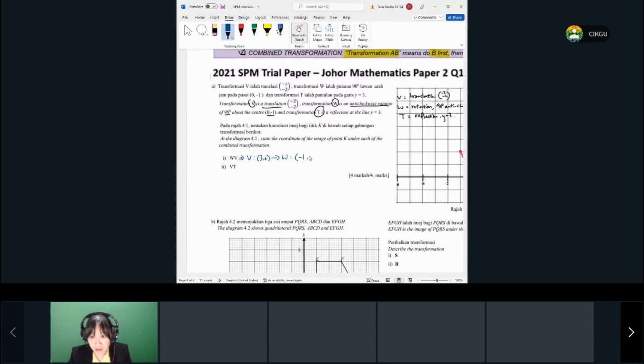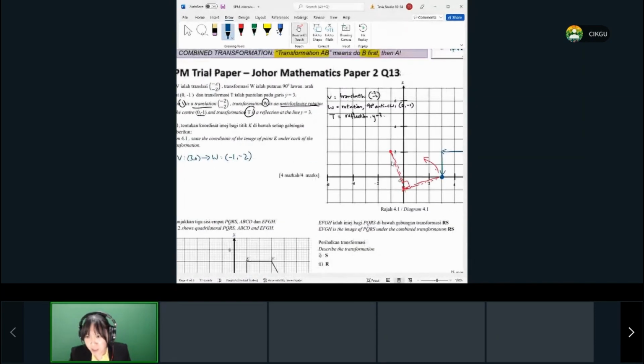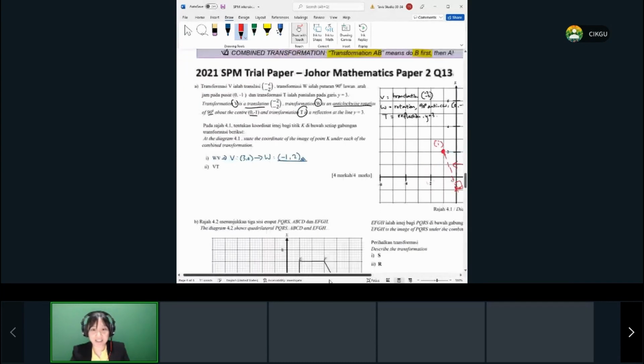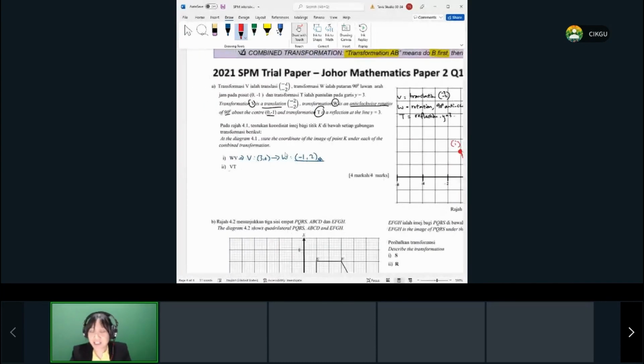(-1, -2). Is it? Sorry, (-1, 2), alamak. (-1, 2). Cannot even read coordinates. Done. So that is part A. Nicely turn this way, so here. This one is part A.